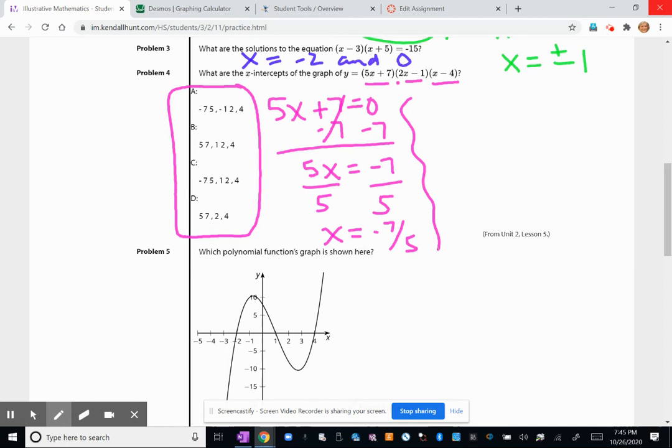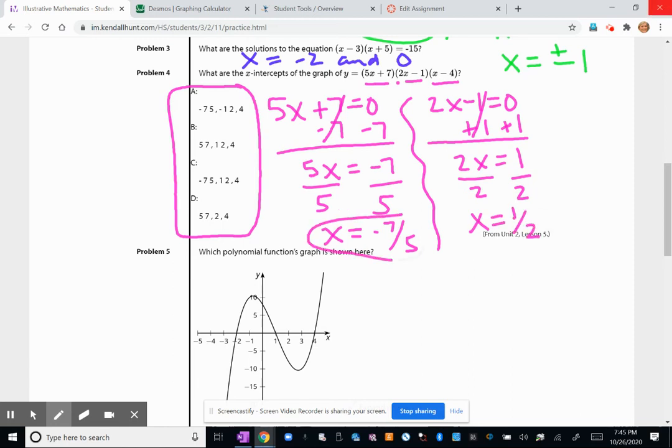The next one, 2x minus 1 equals 0. I'm going to solve this by adding the 1 to both sides. If I do it on the left, I have to do the same exact thing on the right. This gives me 0 there. So 2x equals 1. And then divide both sides by the 2 to get x by itself. x is equal to 1/2. So I've got 2 of the x-intercepts, negative 7/5, positive 1/2.